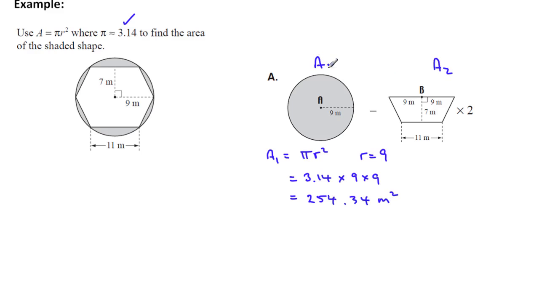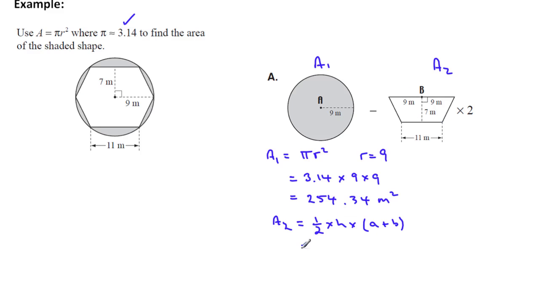Now our second area we'll call A2. Our second area, A2, is going to be the area of a trapezium. The area of a trapezium is half times the perpendicular height between the two parallel sides, and then it's times by the sum of the length of the parallel sides, this side and this side.